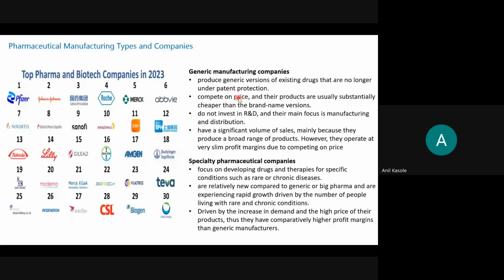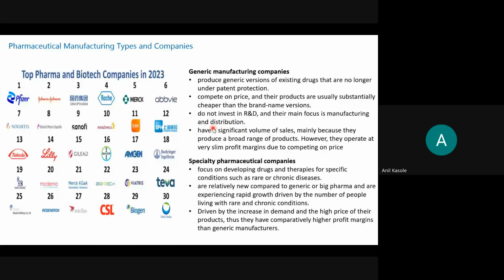In another word, generic is nothing but commercial manufacturing. So every day they are making a big volume of the product and it is consumed by patients like us. So that is a generic product. Just to understand other terminologies, they compete on the price and their products are usually substantially cheaper, because they are making the product in a big volume. So the investment and the processes are the same, and that's the reason they can make the product comparatively at a lower price.